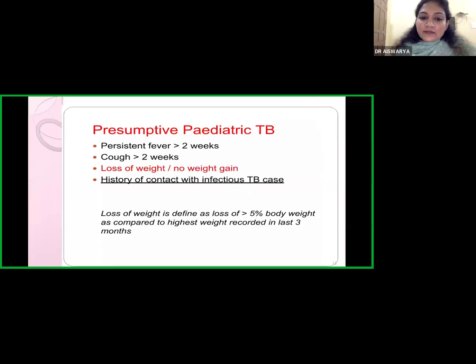Now coming to presumptive pediatric TB. Any child with fever of more than 2 weeks' duration, cough of more than 2 weeks, with loss of weight or no weight gain. No weight gain is also a sign for ruling out TB. Then history of contact with an infectious TB case. So these are the symptoms in case of pediatric TB.